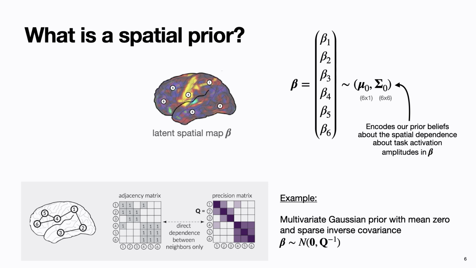Often we want to use sparsity, so we will only want to assume direct dependence between neighbors, and this is computationally advantageous. So an example of a prior that's often used in fMRI or in any kind of imaging context is a multivariate Gaussian prior with a sparse inverse covariance. So that's one example of a spatial prior, but it's really just one example. It just happens to be the type that we commonly use in imaging.